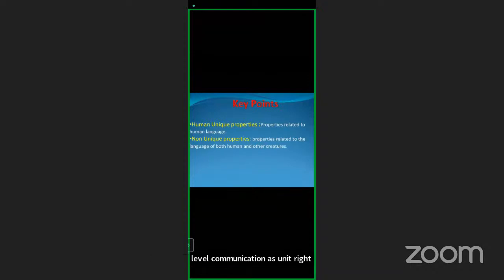Today we are going to talk about the properties of human language, and we will also make a comparison between human language and animal language. Some of the key points we have to remember, in terms of language, are that there are two kinds of properties. One is the human-unique properties, which are related to human language, and another is the non-unique properties, which are related to the language of both humans and other creatures.